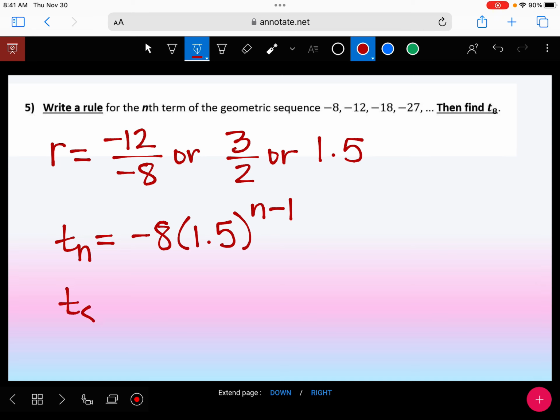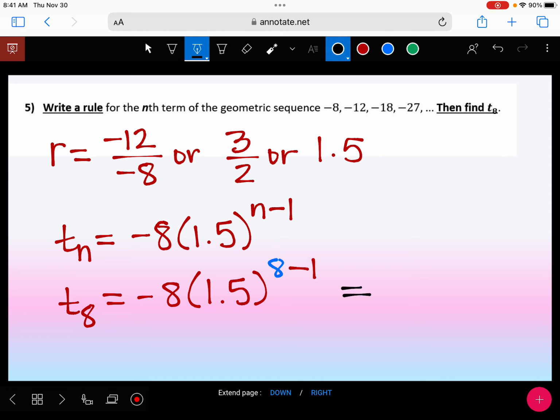And to find your 8th term, it would be negative 8 times 1.5 to the power of 8 minus 1. So when you type that in your calculator, negative 8 times 1.5 to the power of 7, you get negative 136.6875. Who had that? All right, any questions about geometric?